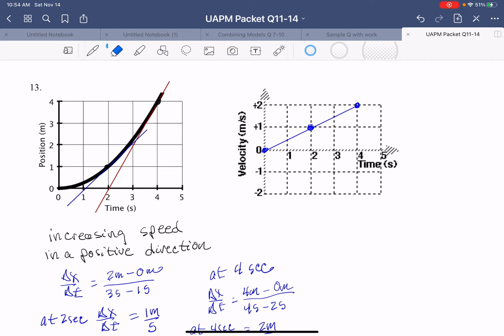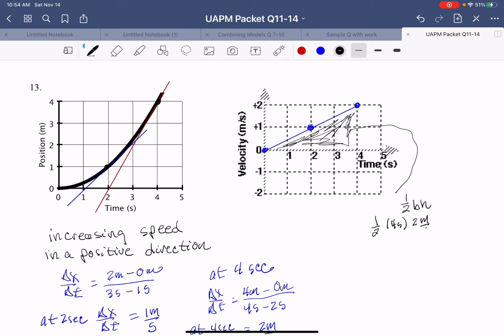This still makes sense. So let's look at the displacement. First, the velocity time graph. Remember, we're talking about the area, right? The area from the curve to the horizontal axis. So this area right here, it's a triangle. So it's 1/2 base times height. 1/2 4 seconds times 2 meters per second. So my displacement is 4 meters.